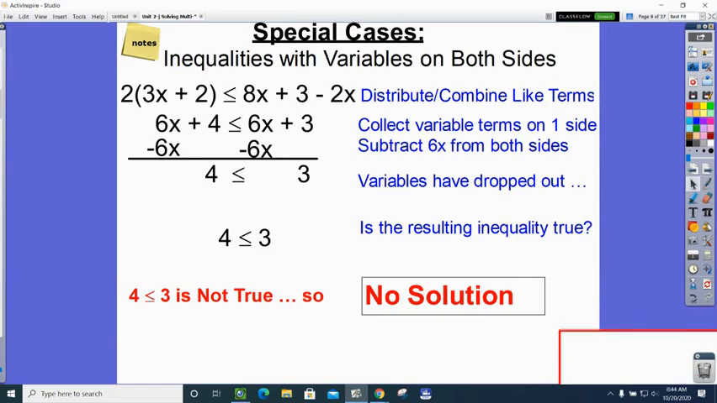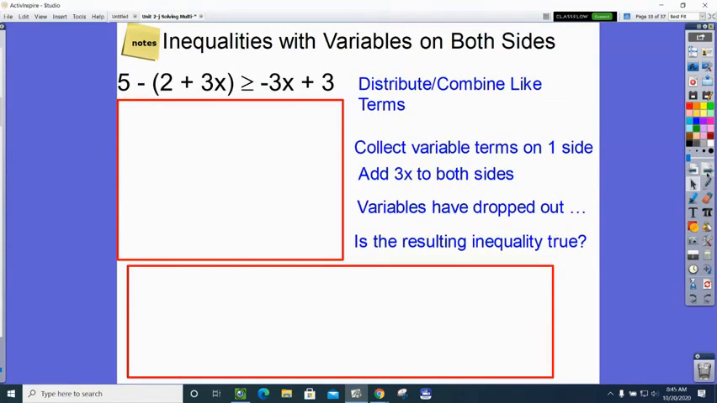And no matter what number you choose to substitute for x in the original, there's no number that will work. You kind of can see it right here. You have 6x plus 4 being less than or equal to the same thing plus 3. That doesn't make sense, so this would be a no solution. No check, obviously, because you don't check inequalities, but there's no reason to check this. Nothing will work.